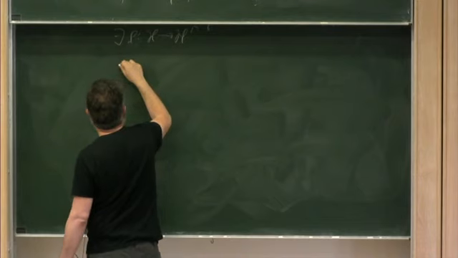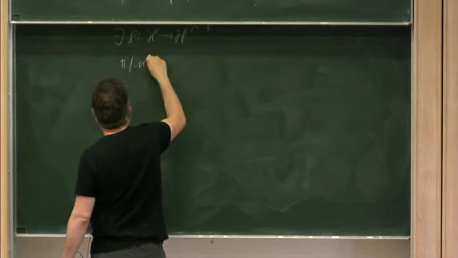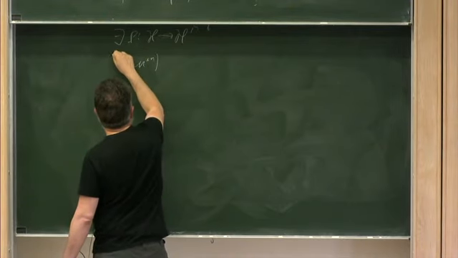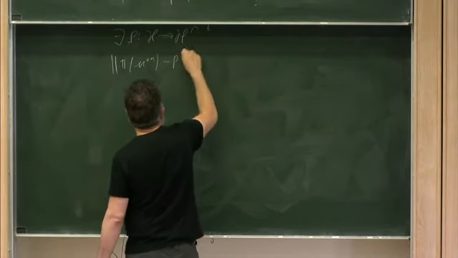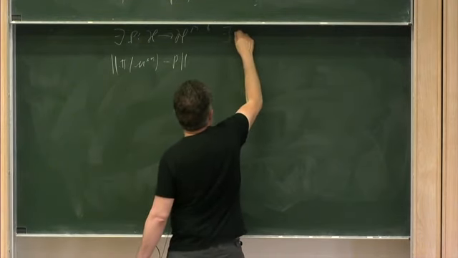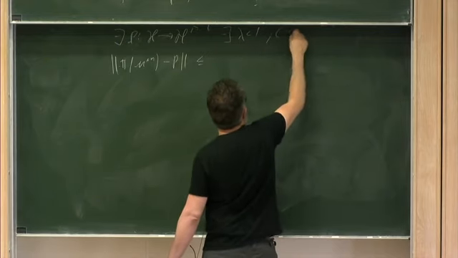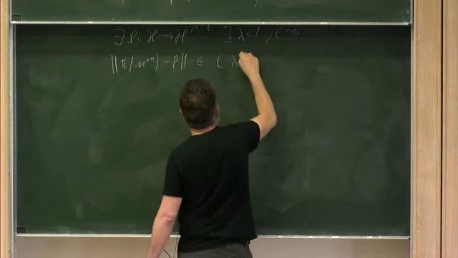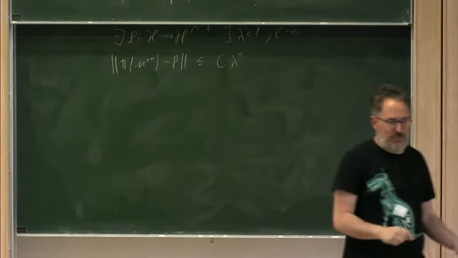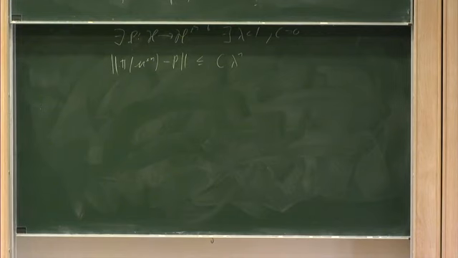and the norm of pi of u star n minus p is less than some constant c greater than 0 times lambda to the n, for some lambda less than 1. So this is approaching this projection very fast.